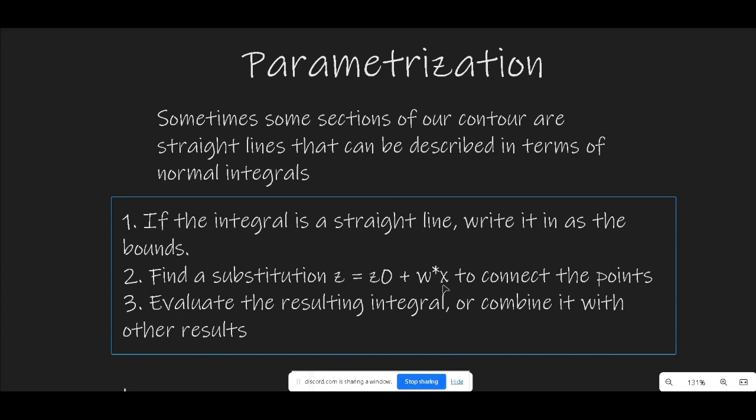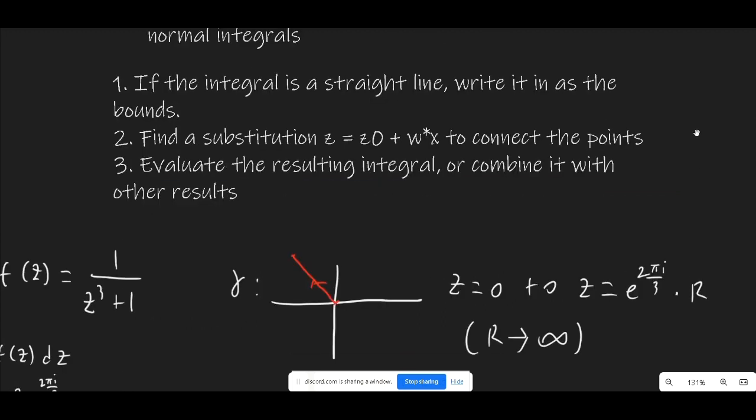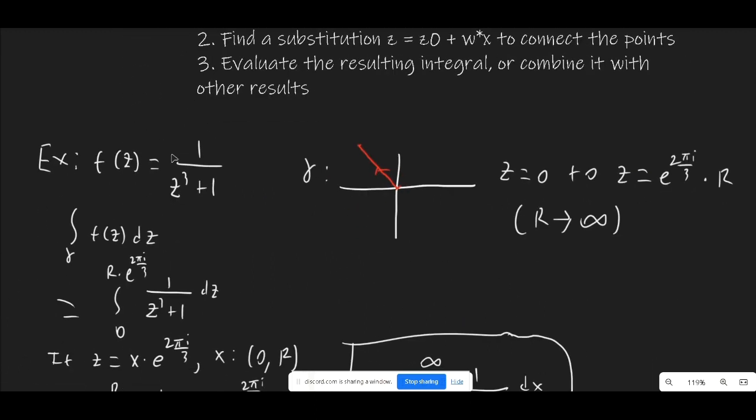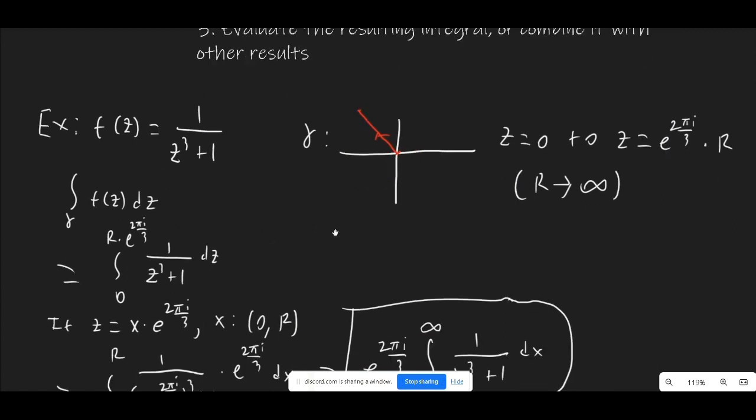So this doesn't necessarily need to be the form of the substitution, but I'll show you some examples and really the significance of the substitution here. So let's go ahead and go straight into an example right here. We have our f of z is 1 over z cubed plus 1. Our curve, lowercase gamma in this case, is the line running from z equals 0 to z equals e to the 2 pi i over 3 times r. So really this line should be a little bit more to the right there, but it doesn't really matter. And again, r is going to infinity.